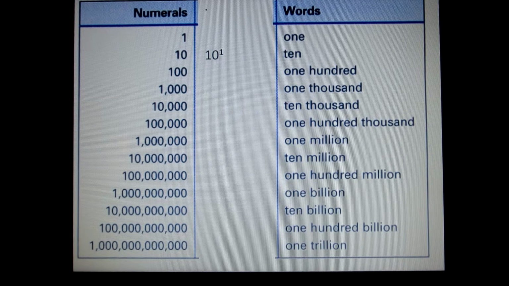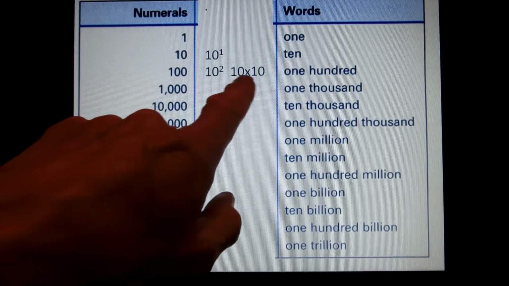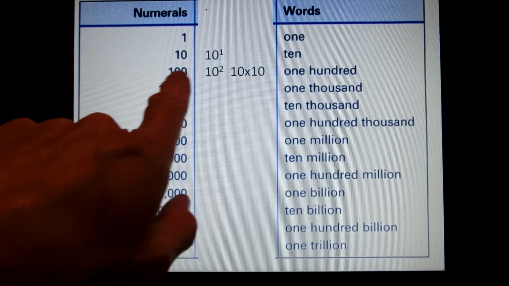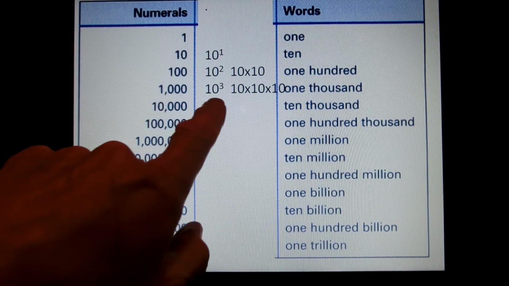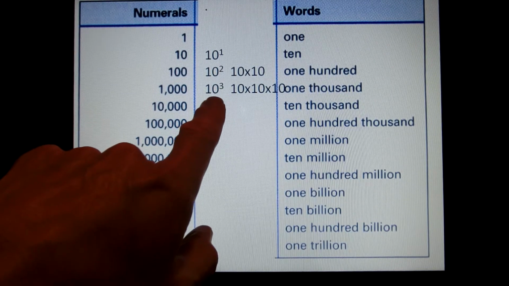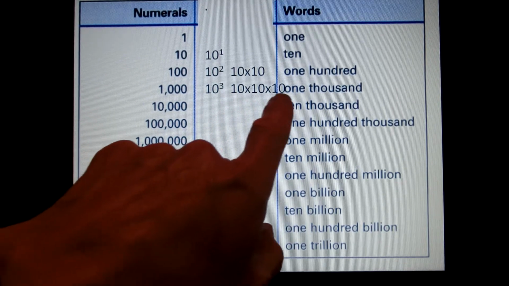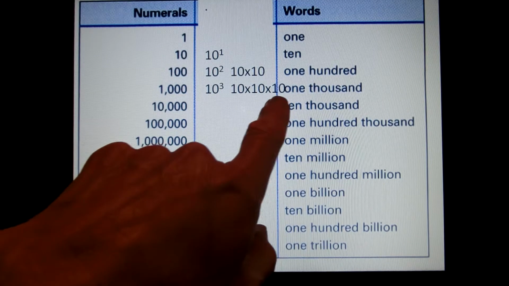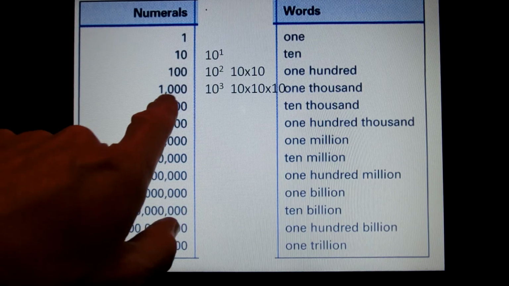So 10 is 10 to the 1, 100 is 10 squared. 10 squared means you take 10 and you multiply it by itself. So 10 times 10 is 100, that is correct. It says here that 1,000 is 10 cubed. Well, what does 10 cubed mean? 10 cubed means take 10 and multiply it by itself by itself. 10 times 10 times 10. And 10 times 10 times 10 is 1,000, so that is correct. So we do have a kind of shorthand way of writing 10 or 100 or 1,000.